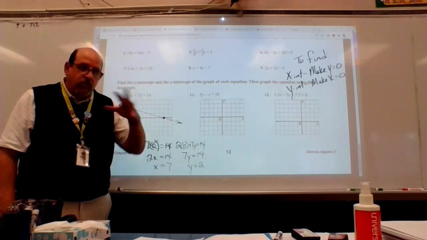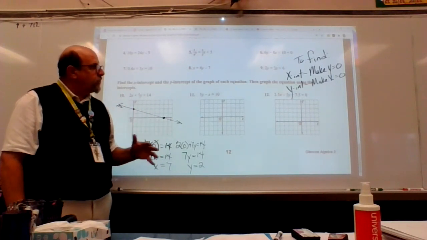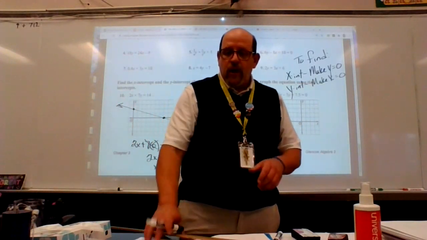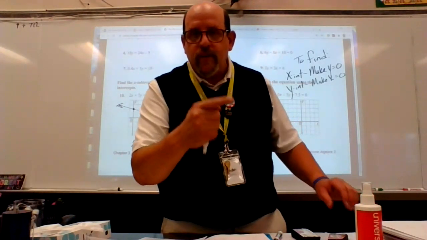For these 2 sections. 4 pages, 2 sections. Very simple stuff. If you have any questions, be sure to let me know, and I'll get back with you. And we are going to be moving. Way to go.